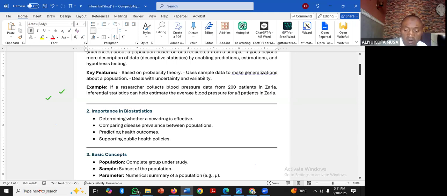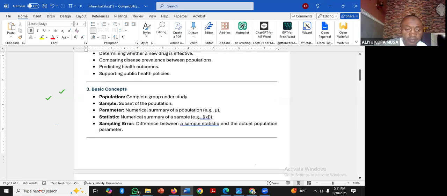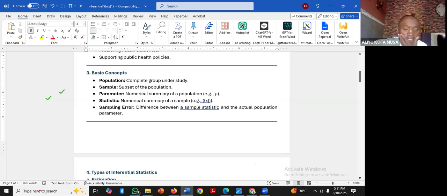What are the basic concepts of inferential statistics? I hope you are taking note. The basic concepts are, one, population. We have already defined what is meant by population. That is the complete group under study.